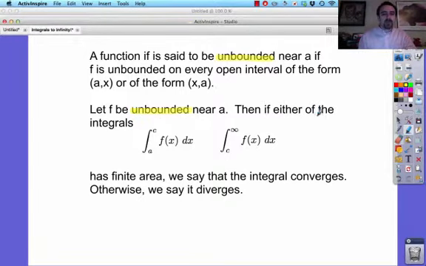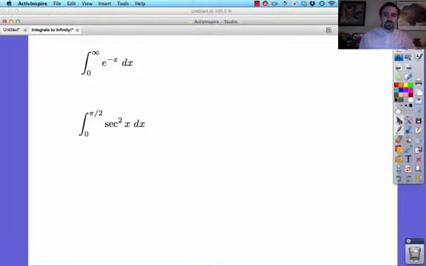Then if either of the integrals from a to c, that is to say we're going from some unbounded number to a finite number, or if we look at a finite number to an infinite number, if either of these has a finite area, so if it equals something, we say that the integral converges. Otherwise, we say it diverges. All right? Okay. So let's take a look at these two integrals.